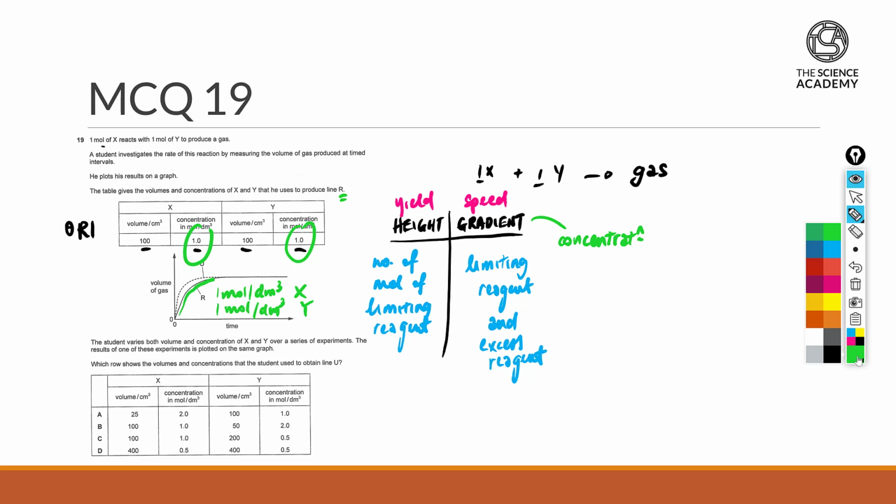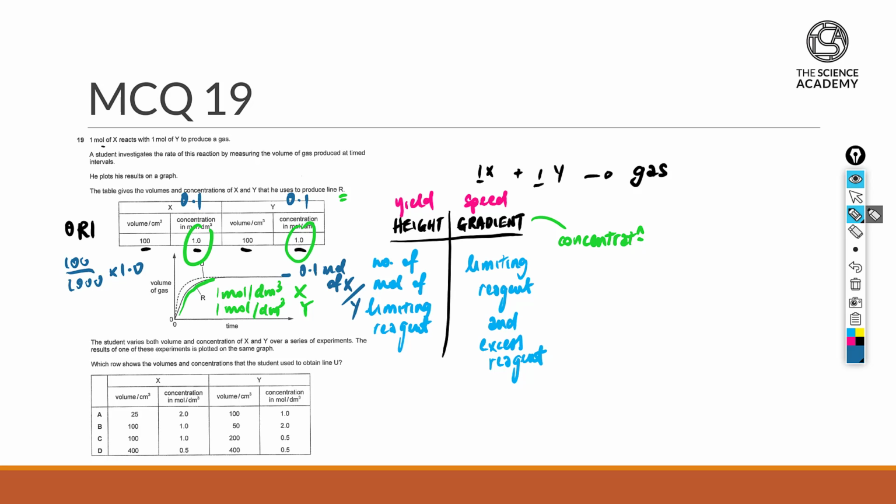Now, calculating the number of moles here for X and Y, we get 100 over 1000 multiplied by the concentration of 1 will give us 0.1 mole for X. Similarly for Y, it will be 0.1 mole. So the height that we're obtaining here is due to the production from 0.1 mole of X reacting with 0.1 mole of Y.